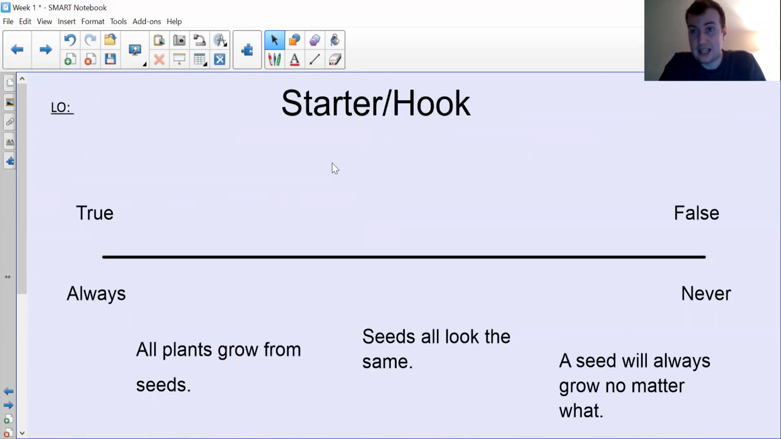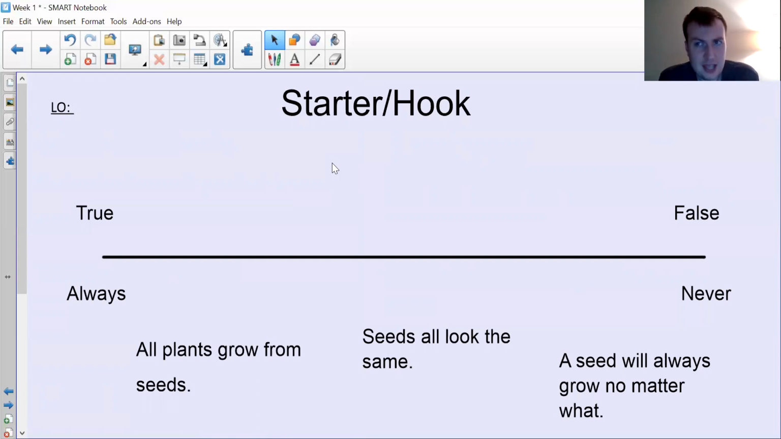So we're looking at seeds and how do seeds grow? So all plants grow from seeds. Is that always true, never true, or sometimes true? All plants grow from seeds. Hopefully we put that it is always true. All plants come from seeds. Whatever kind of plant it is, it comes from a seed.